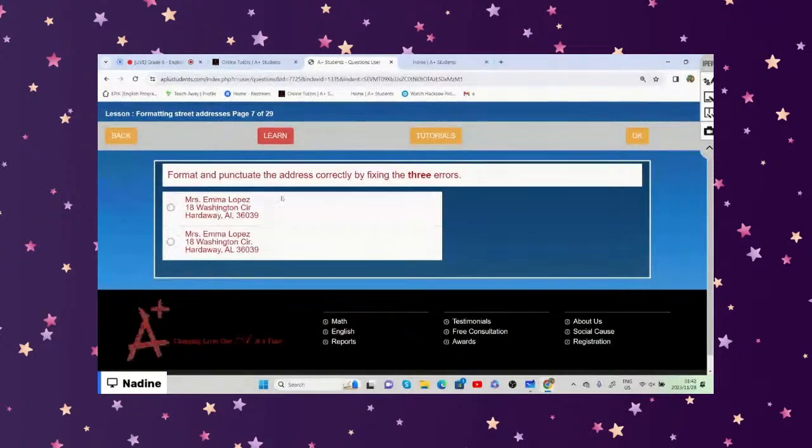18 Washington CIR, no endpoint. And then Hardaway, comma, L, comma, 36039. Let's look at the second one.